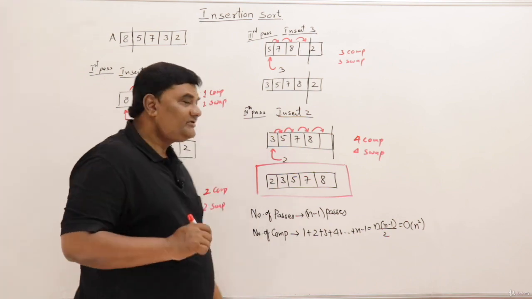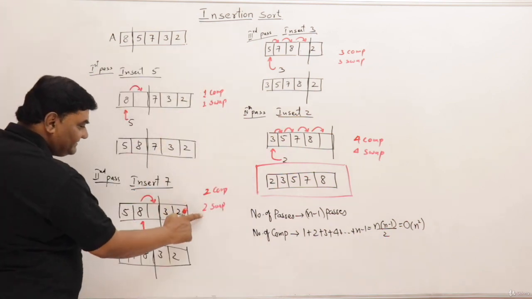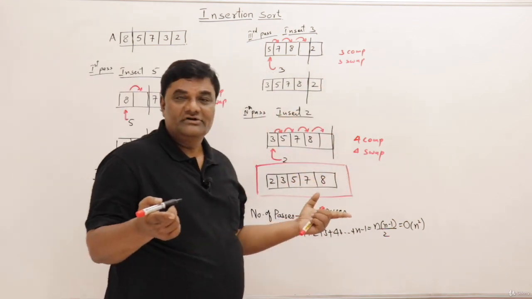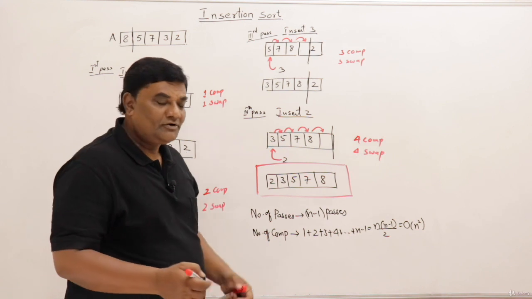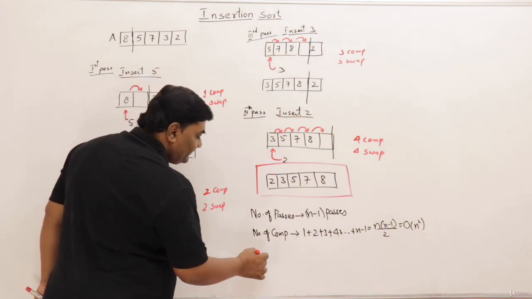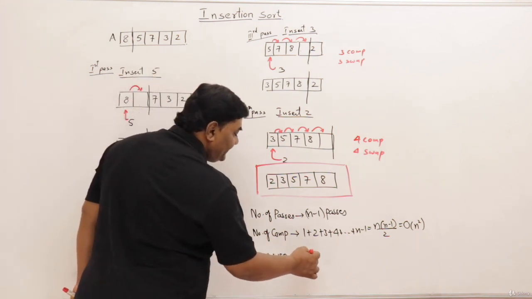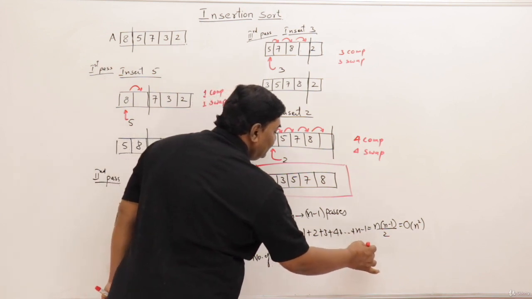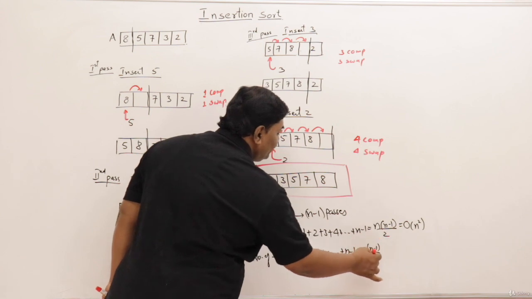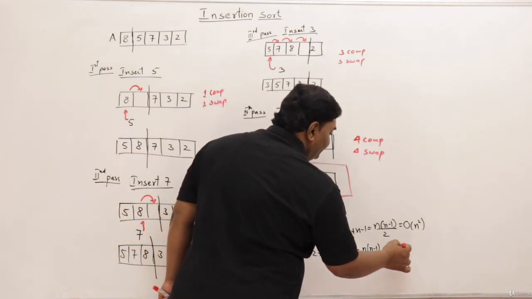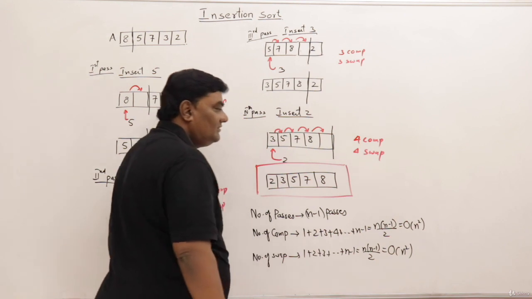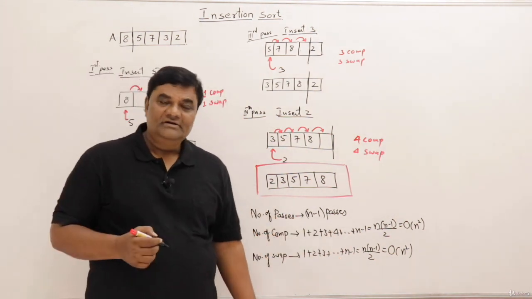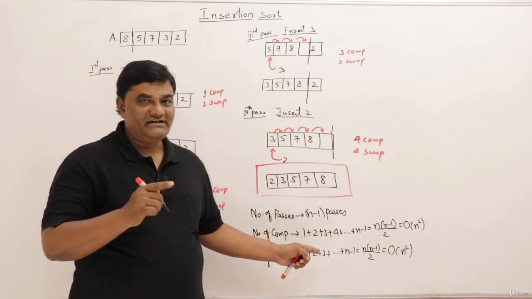Now what about the swaps? Here 1 swap, maximum 2 swaps, right? Then 3 swaps, and 4 swaps. So for swaps it is also the same as the number of comparisons. So the number of swaps for n elements will be 1 plus 2 plus 3 and so on up to n minus 1, and this is n into n minus 1 by 2. So this is n square swaps. So maximum swaps are order of n square. So this is about comparisons and swaps.